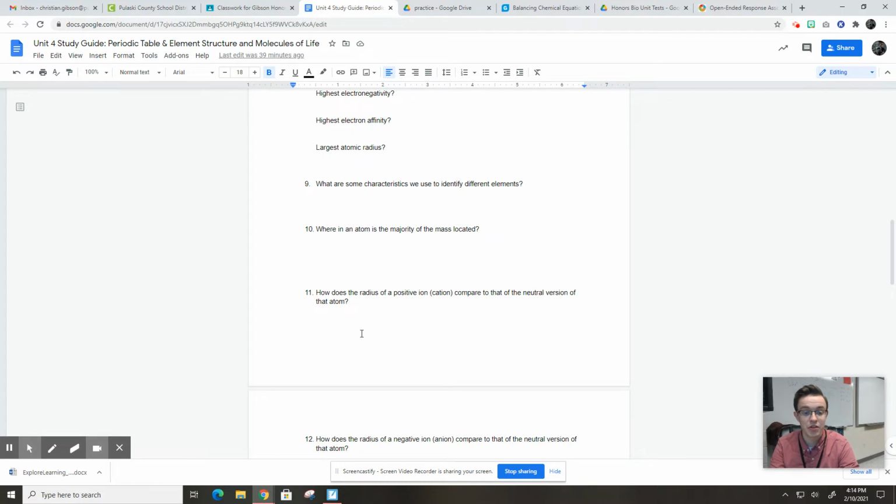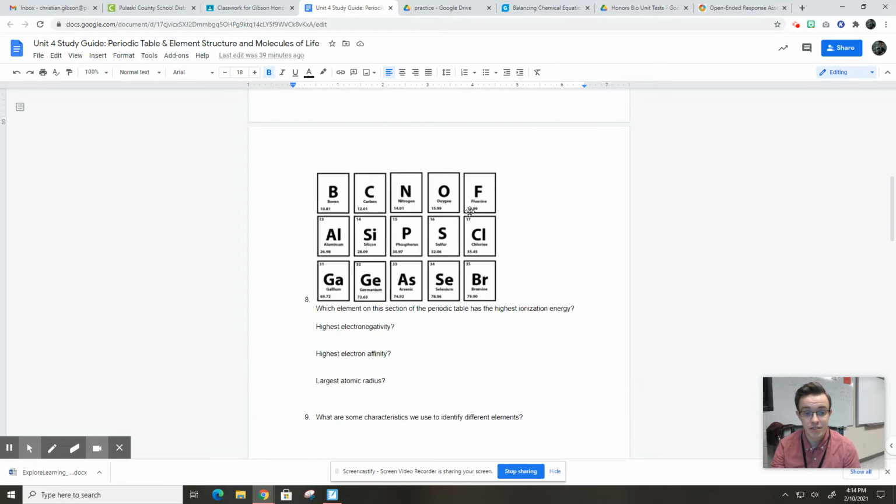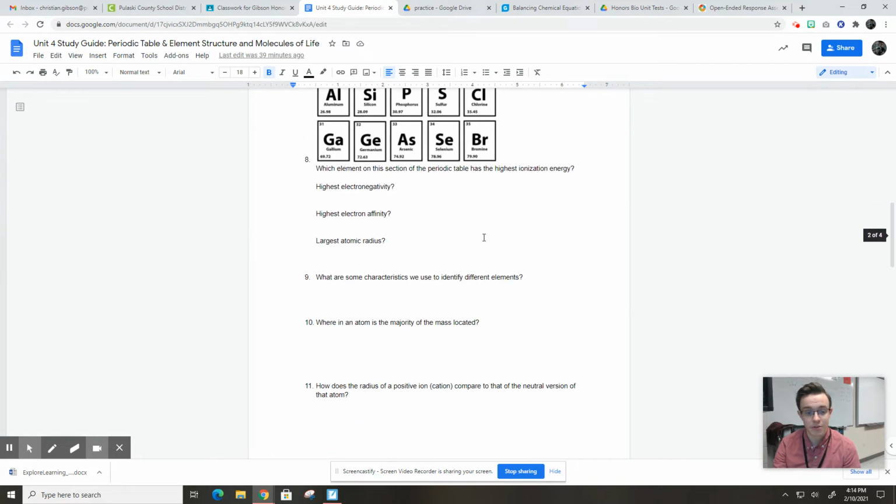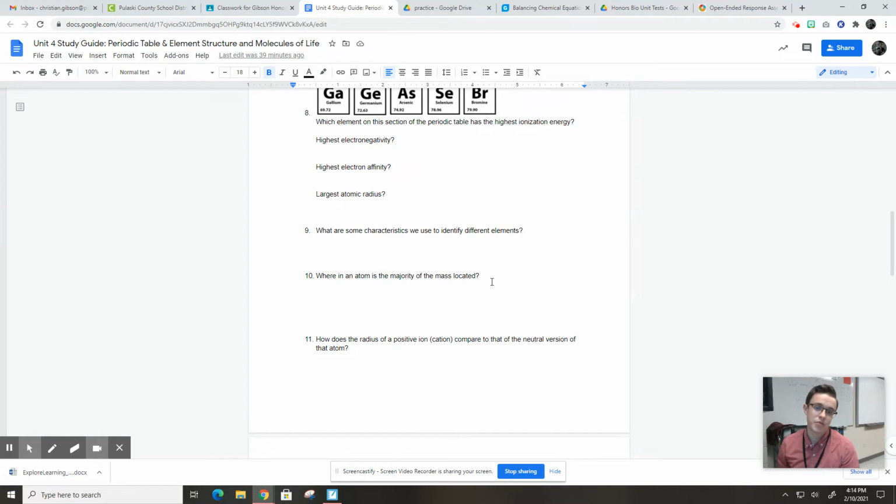All right, number 9, what are some characteristics we use to identify elements? There's a variety of things you could put for this answer. You could have put the number of protons, which is how we distinguish basically every element from another element. You could say number of electrons, number of neutrons. You could talk about the different groups it's in, whether it's an alkali metal, an alkaline earth metal, a halogen, or a noble gas. You can talk about whether it's a metal, non-metal, or metalloid. We can also use all the trends, the ionization energy, electronegativity, atomic radius, all that stuff to distinguish different elements from each other. So there's a variety of things you can put for number 9.